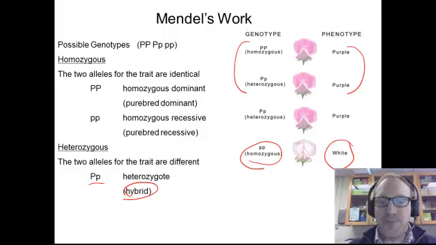All right, now let's consider this Punnett square. This is like our P generation cross. We have a true breeding, or homozygous dominant, purple plant crossed with a true breeding, or homozygous recessive, white flower petal plant.